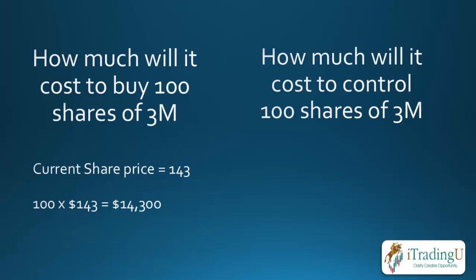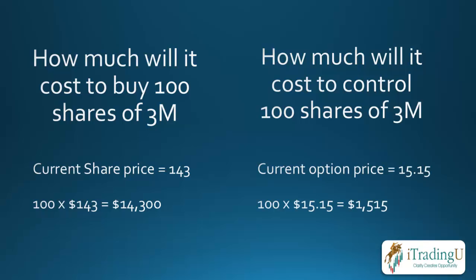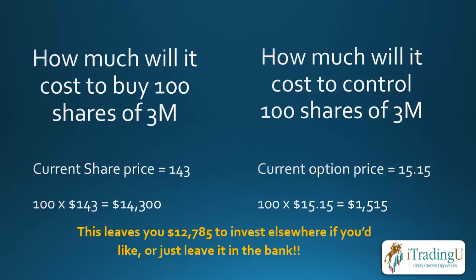Now let's compare that to buying the option on 3M. In other words, we just control the shares of 3M, also 100 shares of them. The current option price being $15.15, 100 shares of that will make the investment $1,515. That's an amazing difference, because think about it. You now have $12,000 that you can invest anywhere else in the market, or if you want, just leave it in the bank. Again, it shows you the power of the strategy in the sense that far less amount is needed to control the same amount of shares.